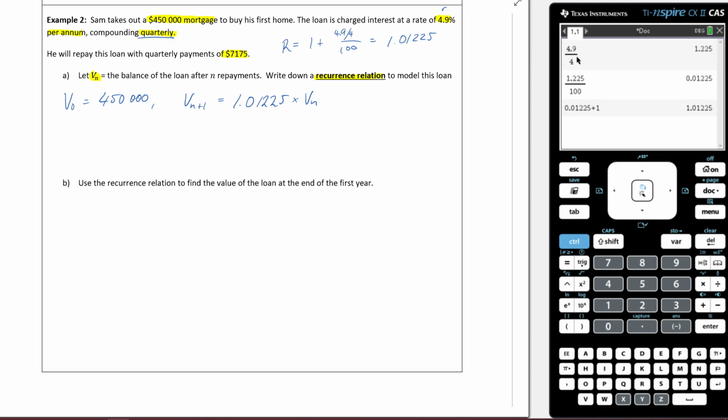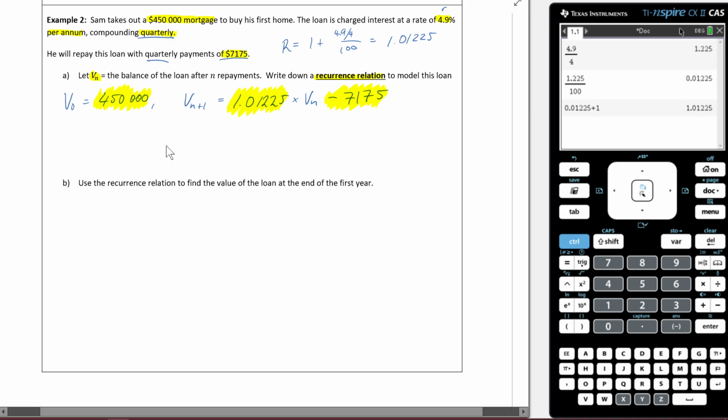And I also know that each quarter, I'm also making a payment of $7,175. So I'm going to subtract $7,175. So let's just talk about what each of these things mean. This is showing me how much I initially took out from the bank. This is showing me the amount of interest that is accruing on the loan each quarter. And this is showing how much I'm paying off each quarter as well.